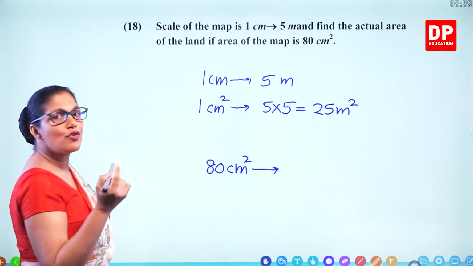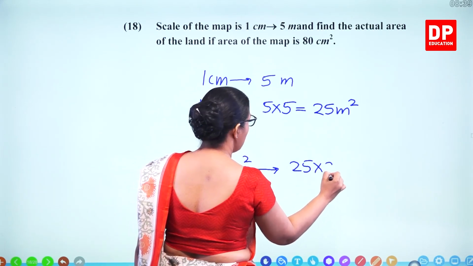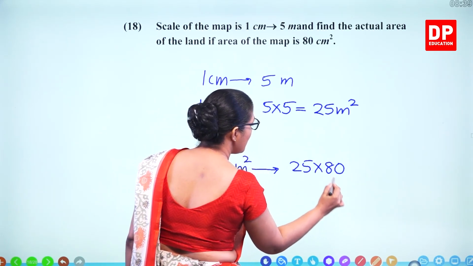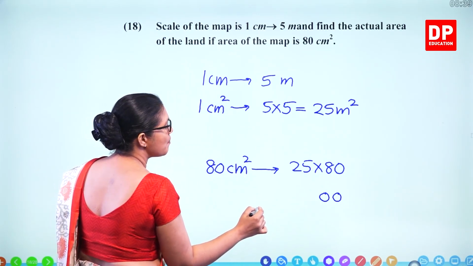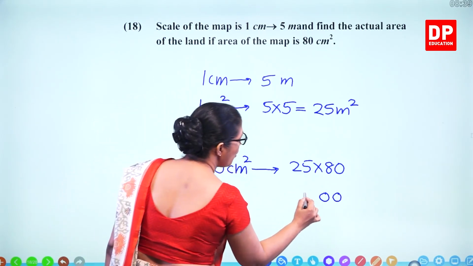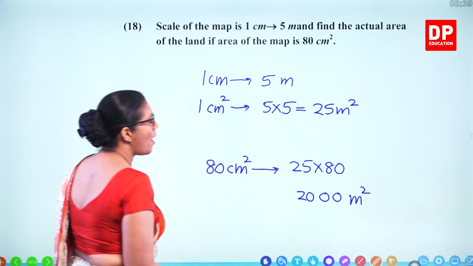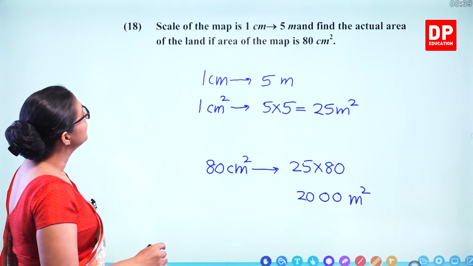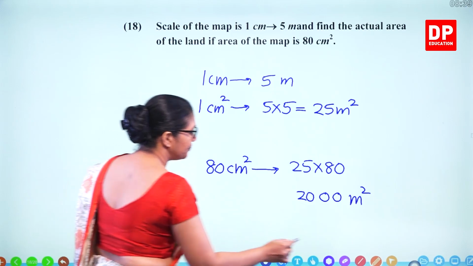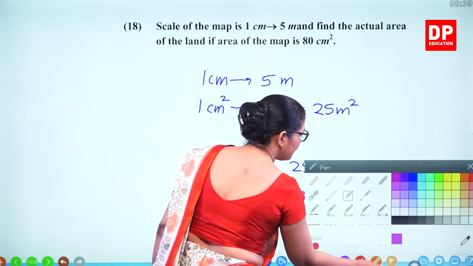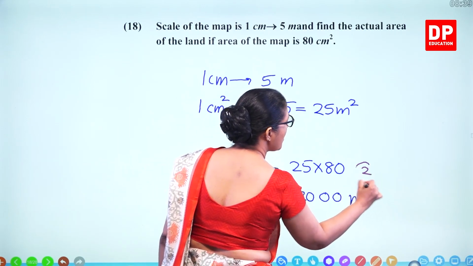This is 80, so you multiply by 80. So 25 into 80: 8 times 5, 40, 4 remaining. 8 times 2, 16 plus 4, 20. So 2000 square meters. So that's the actual area of the land. 2 marks for that.